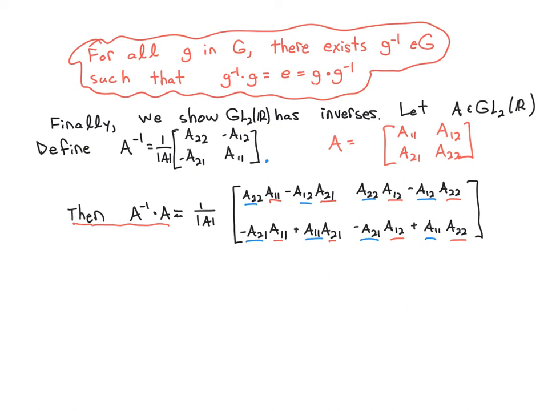And now we look at it and we see some other patterns we might not have noticed before, namely A22, A12 minus A12, A22 is 0, and similarly down here. And what happens with the other entries? Well, this is just the determinant, and this is just the determinant of A.